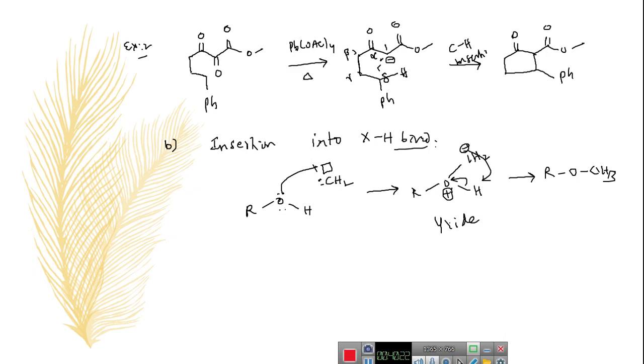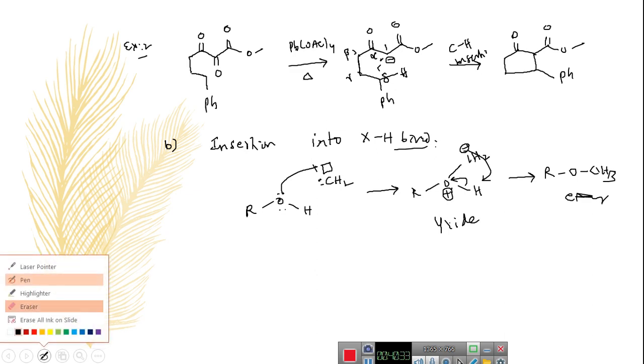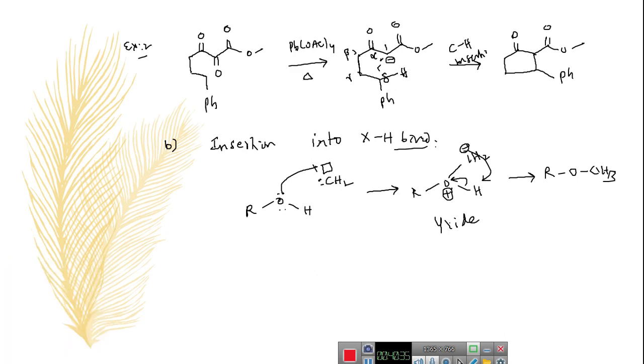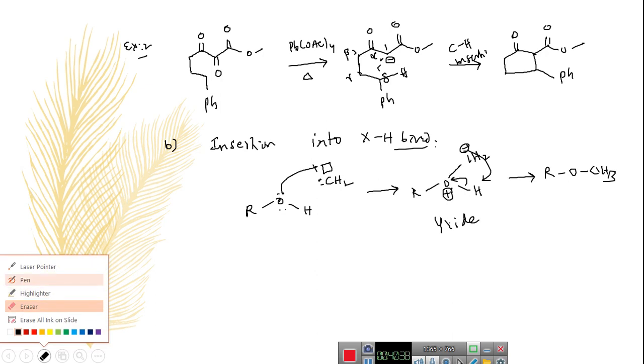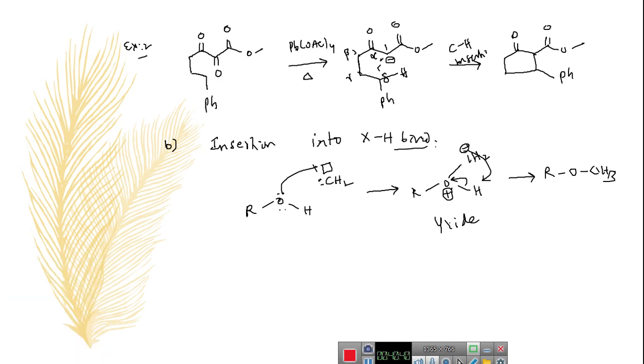So what is the application here? The alcohol, when you treat it with this carbene, generally produces an ether. In the same way, if you treat amines with diazomethane, generally under thermal or photochemical conditions, the insertion of this CH2 into the alcohol gives you an ether, and the insertion of carbenes with amines produces N-methylation. Okay, that is all about insertion reactions of carbenes.